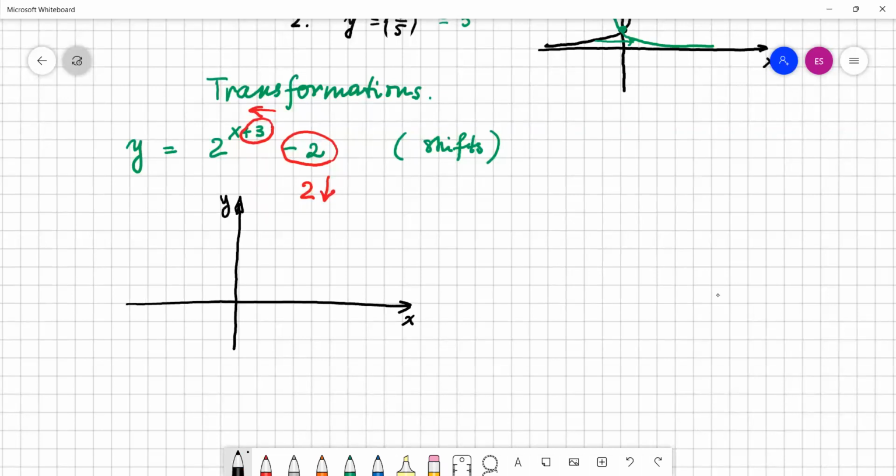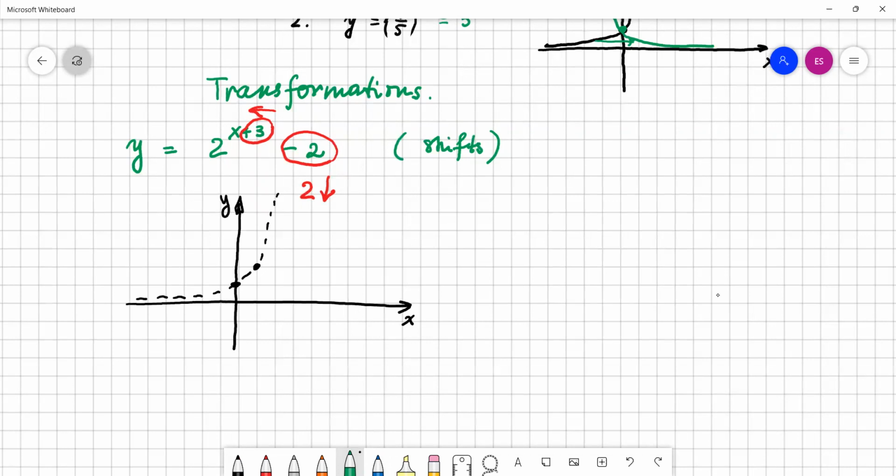X here, y here, 2 to the power of x goes through 1 and through the point 2, right? I'm going to graph a dashed line to show that this graph is actually not what we are doing. Now, I'm going to do transformations. Transformations are 2 units down and 3 units to the left.